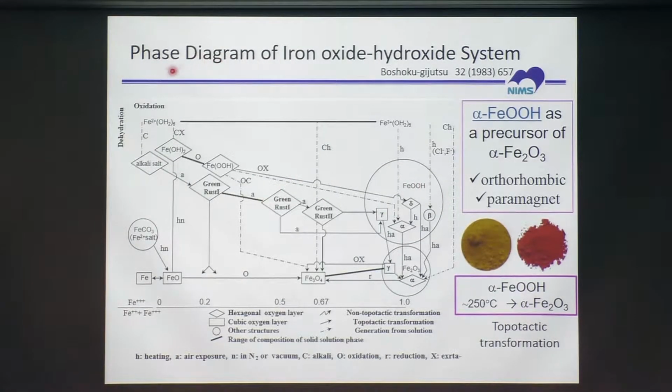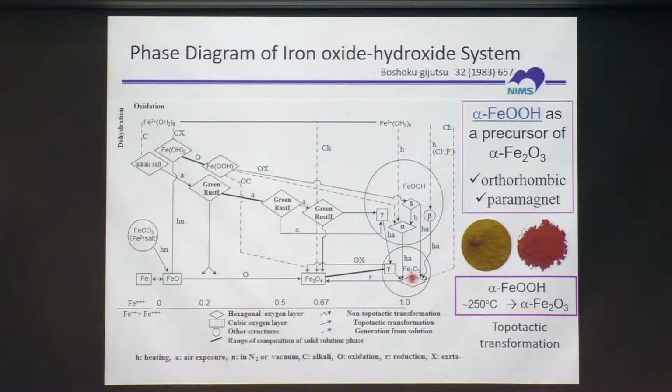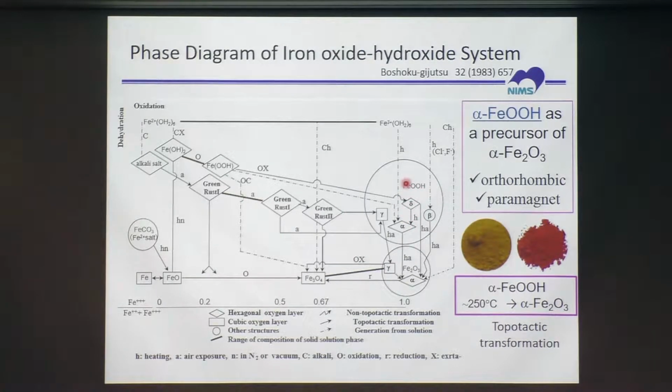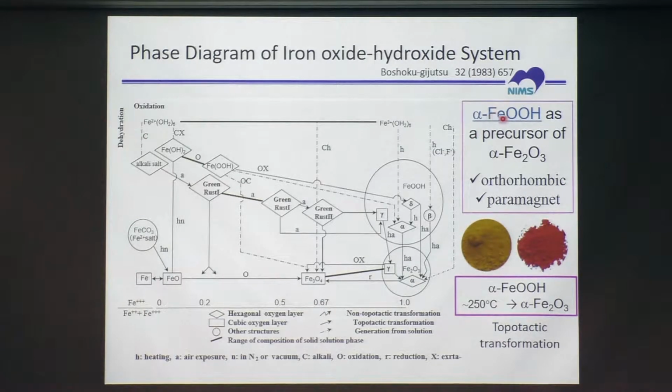So I looked at this phase diagram of the iron oxide hydroxide system. Here, hematite is the most stable phase of iron oxide. Here is iron, and it is oxidized into different structures, different phases like this. And looking at this figure, I thought that hematite has high magnetic property, but the precursor FeOOH, or iron oxyhydroxide, shows paramagnetic property. Among them, the most well-known FeOOH is alpha FeOOH, or goethite. Goethite has an orthorhombic structure and is paramagnetic. So I thought that if we start with this material, we could make the crystalline-oriented iron oxide.